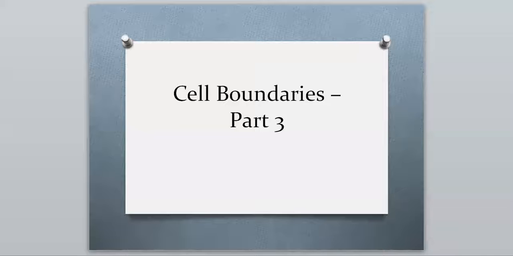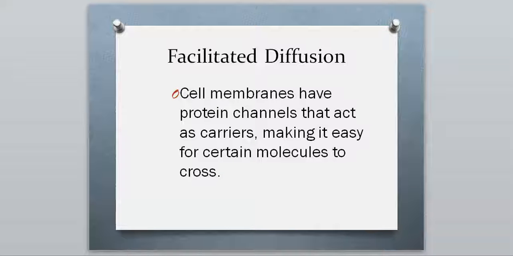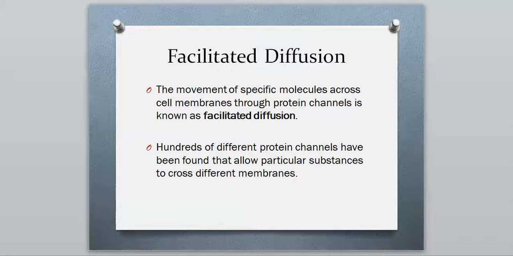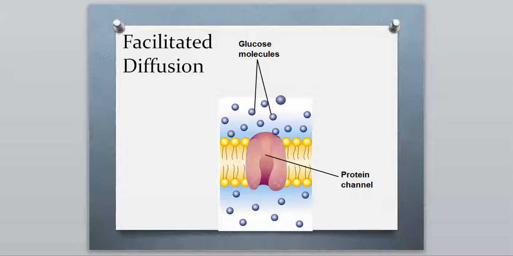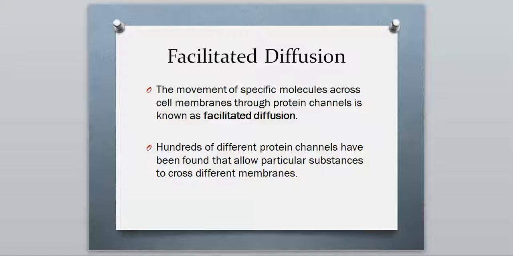The first thing we're going to talk about is facilitated diffusion, and cell membranes have protein channels that act as carriers, making it easier for certain molecules to cross. What that looks like is right there. That little pink mass here is a protein channel, and the glucose molecule is an example of something that uses this protein channel to pass through. The movement of specific molecules across cell membranes through protein channels is known as facilitated diffusion, and hundreds of different protein channels have been found that allow particular substances to cross different membranes.